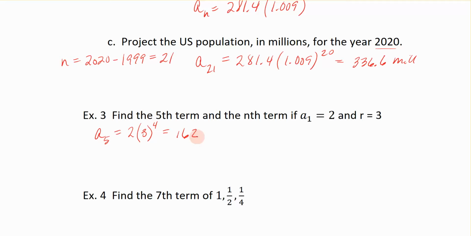Now what if I want to know what the nth term would be? The nth term says a sub n would be equal to the first term, 2, times r, which is 3, raised to the n minus 1. And that would be the nth term. So both of those answer that question.